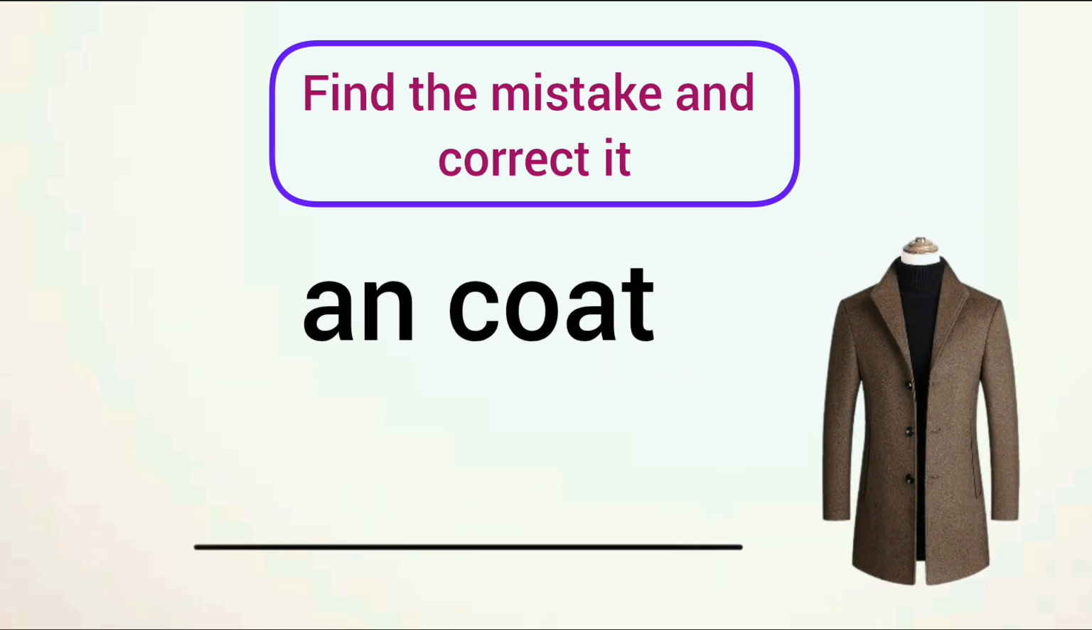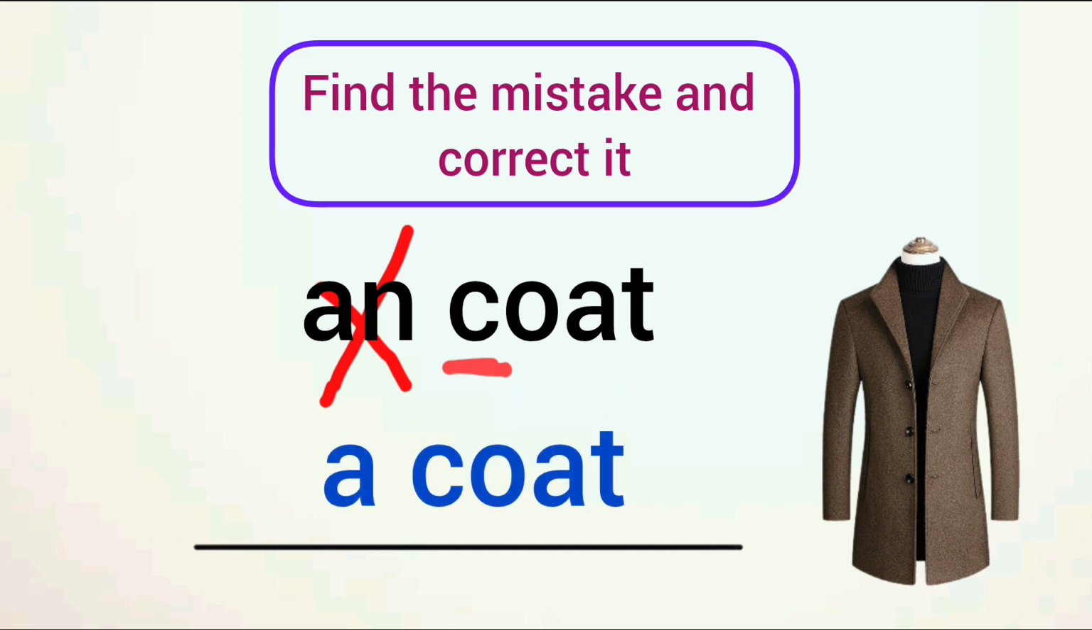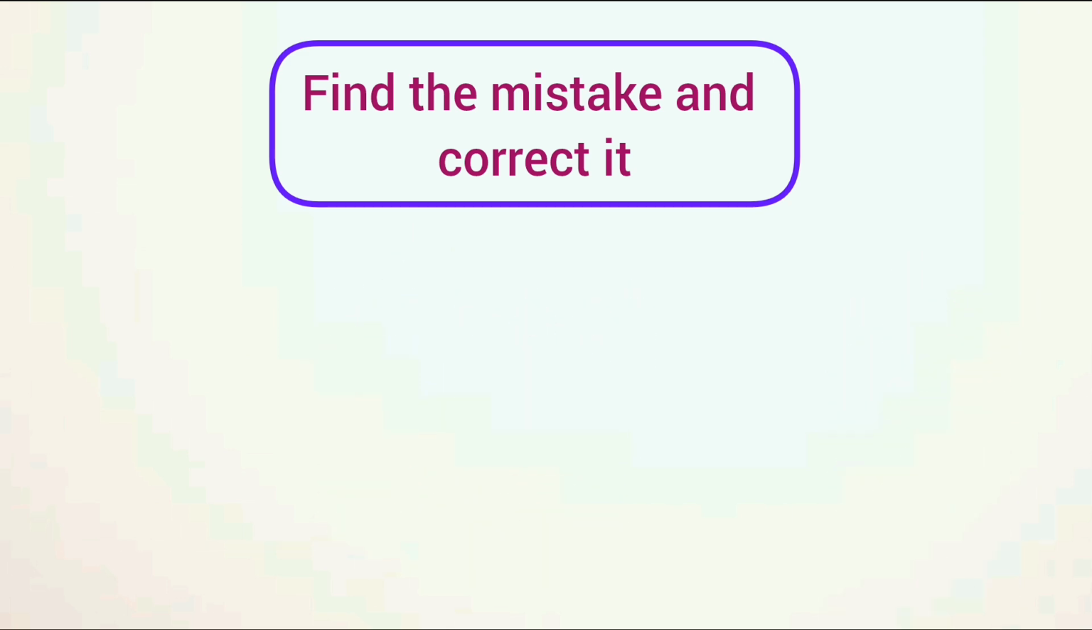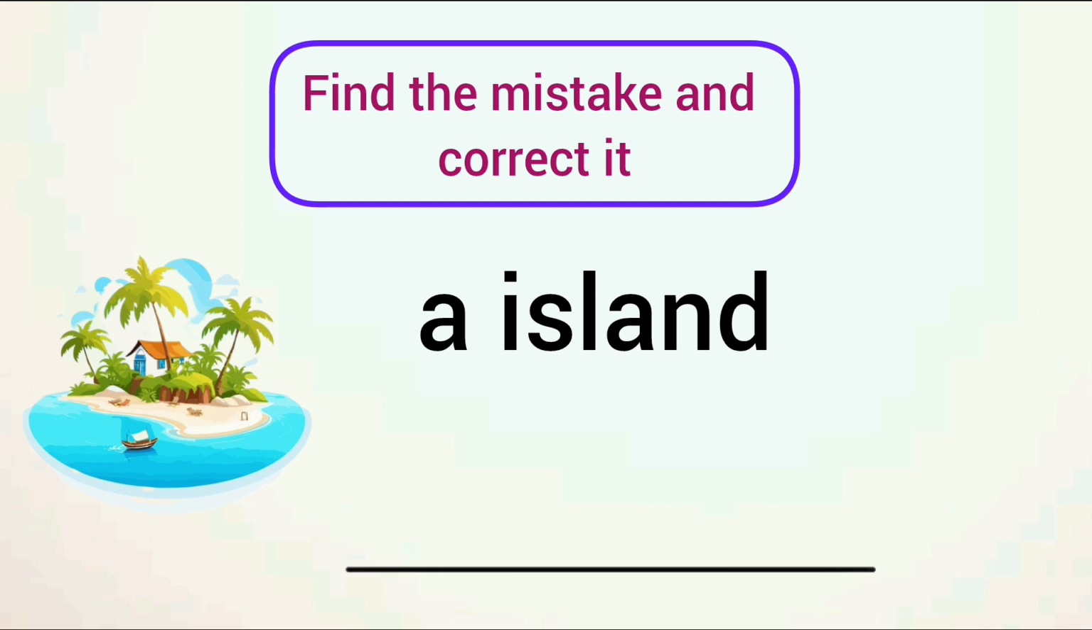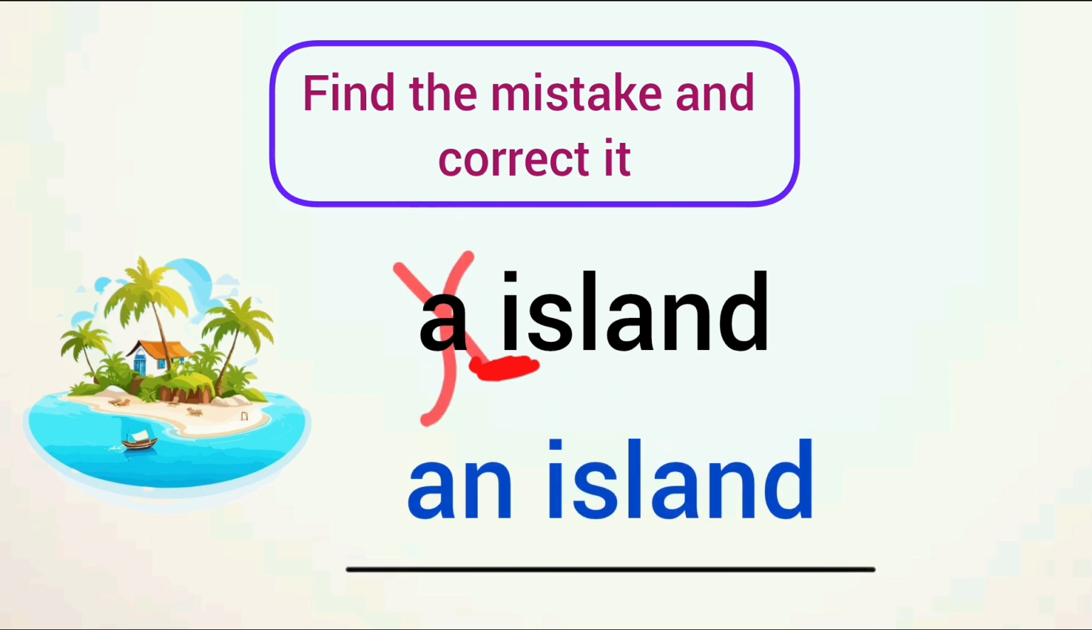An coat. Coat begins with a consonant. We use a with consonants. You write a coat on the line. A island. Island begins with a vowel. We use an with vowels, so you write an island on the line.